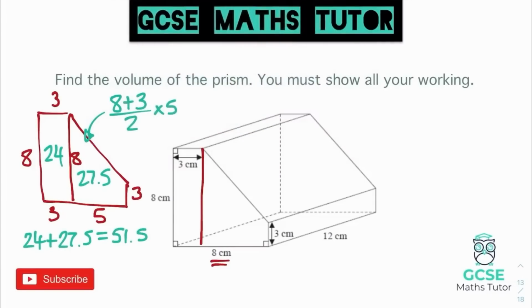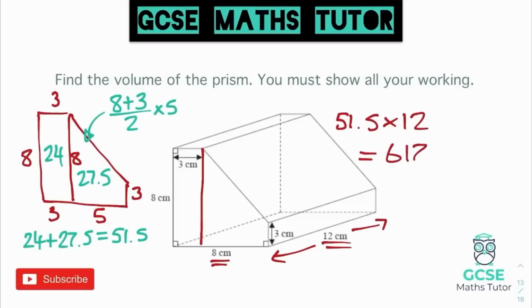Now we have the area of the cross-section, just like any 3D prism, we multiply it by the depth or the distance that that cross-section goes through the shape, which in this case is 12. So to finish this question off, we'd take the area of the cross-section, 51.5, multiply it by the depth of 12, and that gives us an overall volume of 618 centimetres cubed. And that would be our final answer for the volume of this composite prism that we have here.